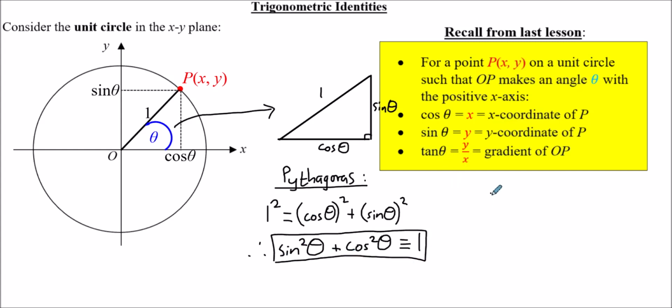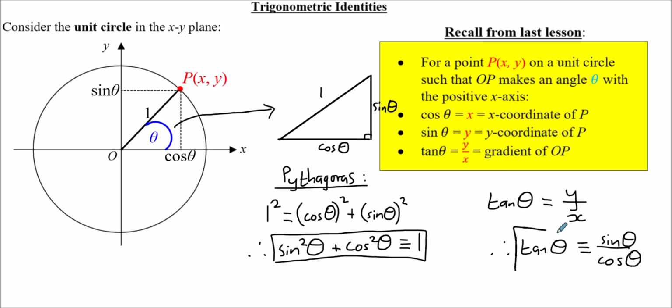We also have here that tan theta is y divided by x, but y is sin theta. So tan theta must always equal, hence the identity symbol, y, which is sin theta, divided by x, which is cosine theta. And so these are two absolutely crucial trig identities which you'll be seeing time and time again in your course of A-level. So these absolutely need to be committed to memory.